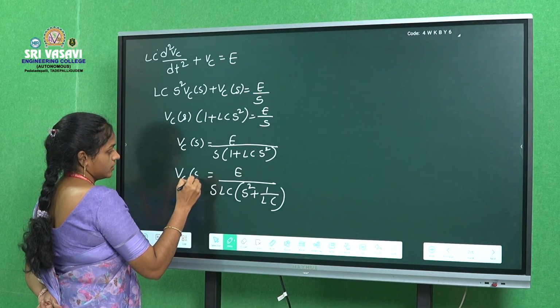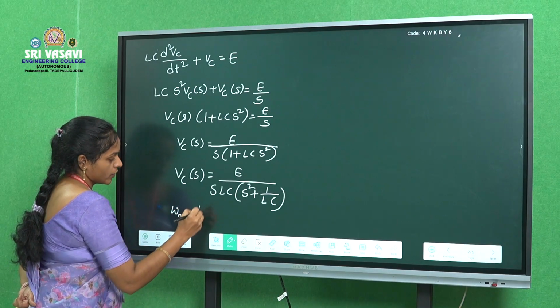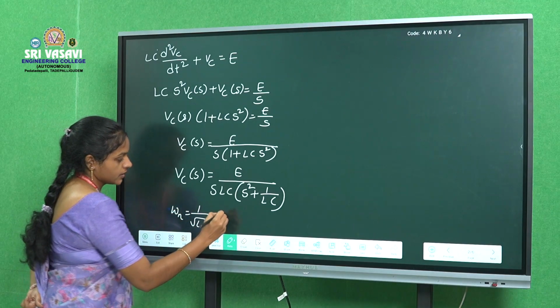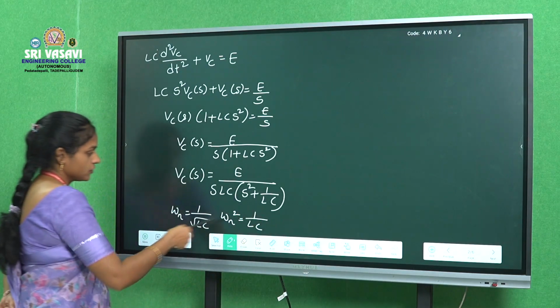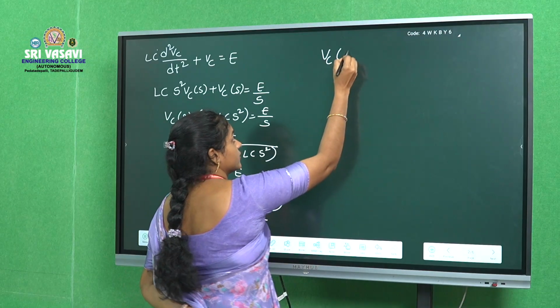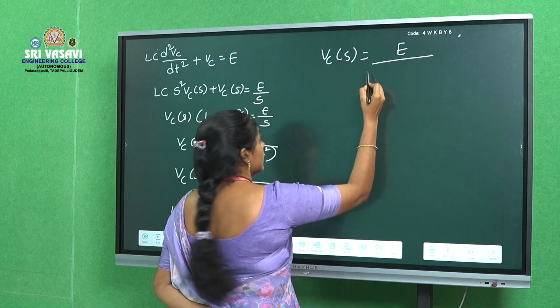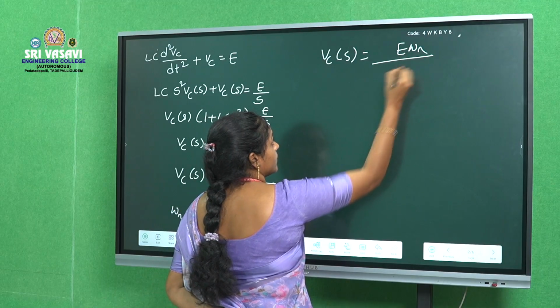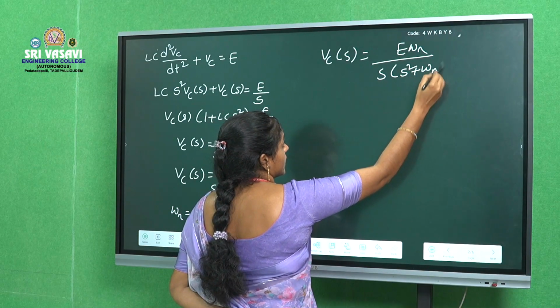Here, Vc of S. Then we can substitute omega n equal to 1 by root LC, and omega n square equal to 1 by LC. By substituting this 1 by LC in the above expression, we will get Vc of S equal to E omega n square by S into S square plus omega n square.